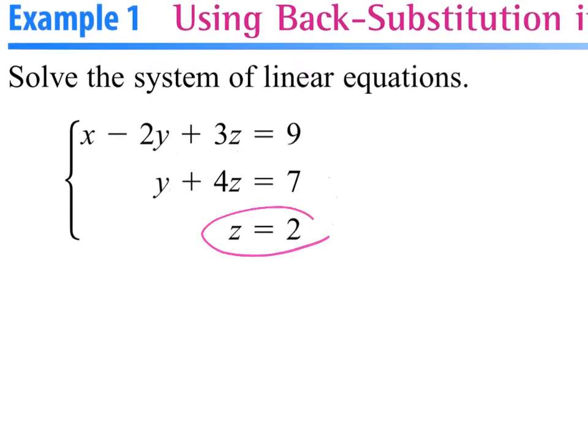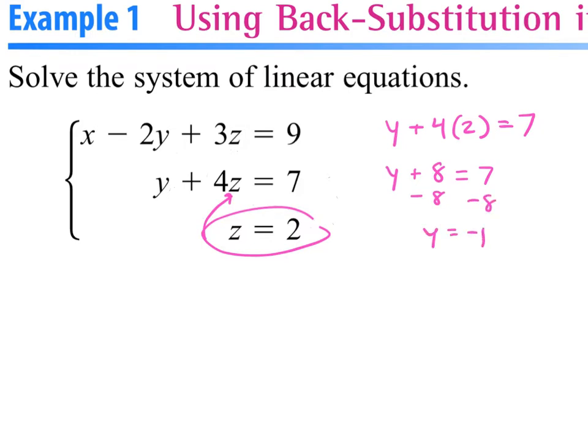So we want to take z is equal to 2, plug it into this z in the equation above. We can't plug it into the first one because we can't solve for 2 variables at once. So we want to plug it into the one that's right above it. So we have y plus 4 times 2 is equal to 7. And we solve for y. What do we have to do first to solve for y? 4 times 2, which is 8. Minus 1. Y equals negative 1.